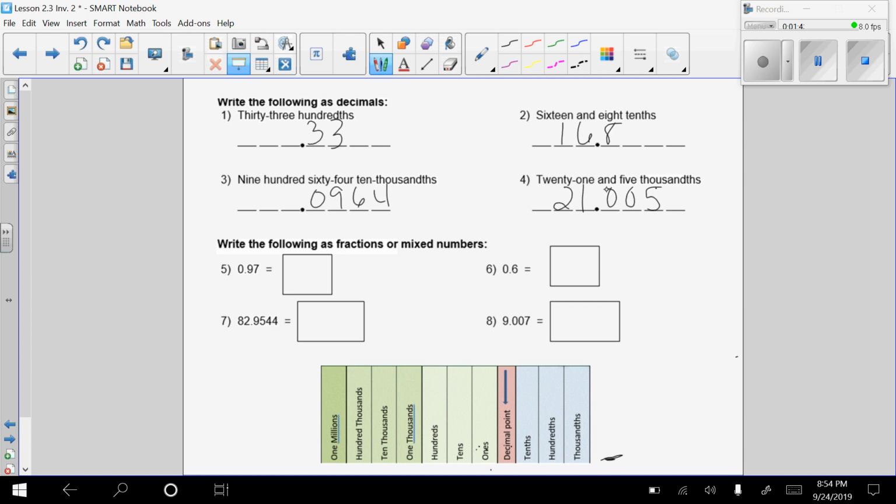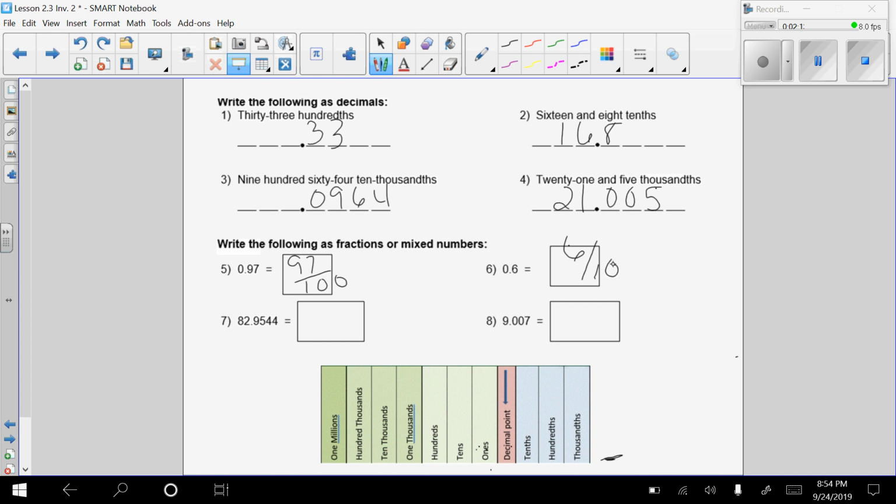Now let's write the following as fractions or mixed numbers. Remember, we want to write it exactly as we say it. So number 5 is 97 hundredths because there's 2 spots after the decimal point. So I would write it as 97 over 100. Number 6, you would say it as 6/10. It only has 1 spot after the decimal point, so I would write it exactly like I say it.